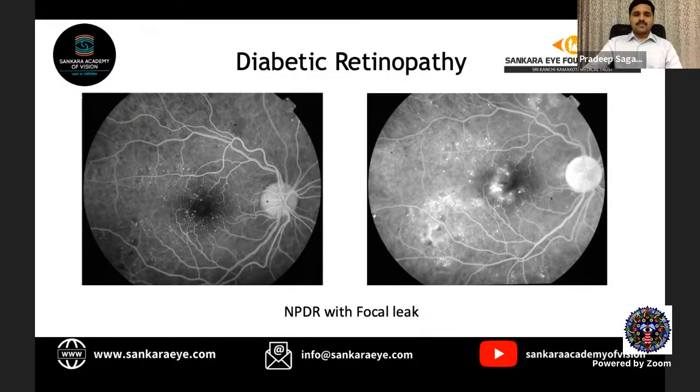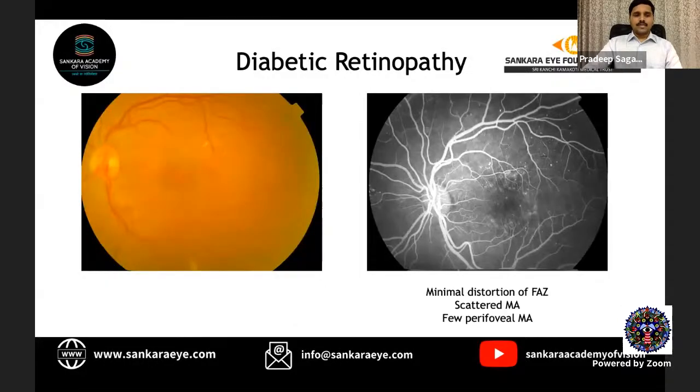So it's a case of non-proliferative diabetic retinopathy with focal leak, but we need to understand that we have to have all the fields to confirm whether it's a non-proliferative diabetic retinopathy alone, because it's possible that the posterior pole may not show any neovascularization, but it may be present in the mid-periphery.